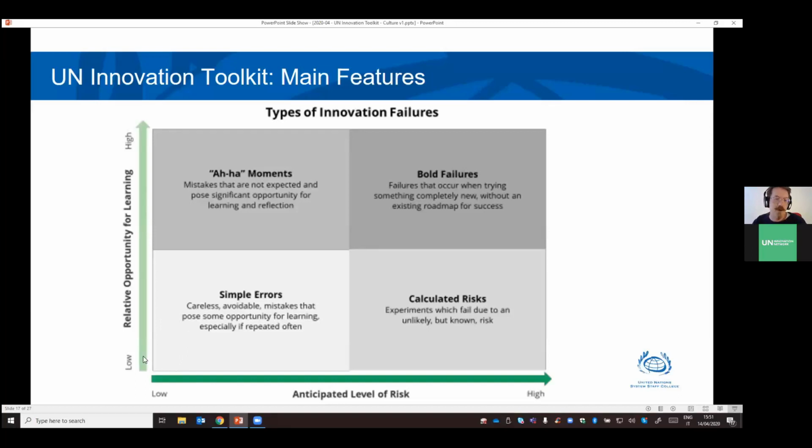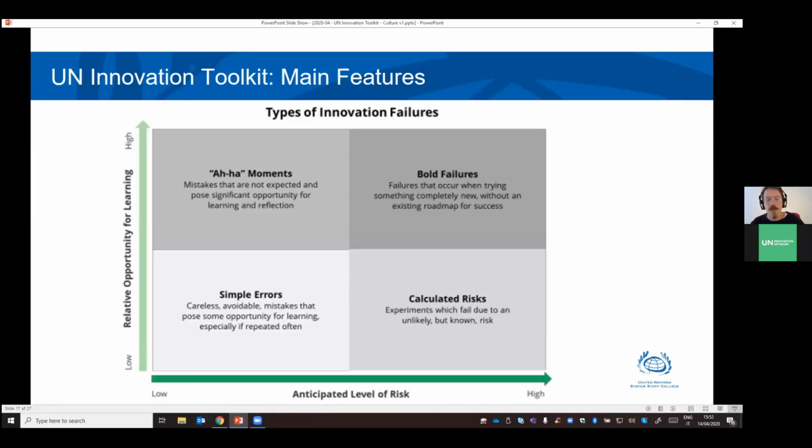But if we have a look here on this types of innovation failures graph, we have here the relative opportunity for learning on this axis, and then along the bottom here, we have the anticipated level of risk. So where both are low is where we've got simple errors. So this is careless, avoidable mistakes. Again, we've all done them. We've all been victims of them.